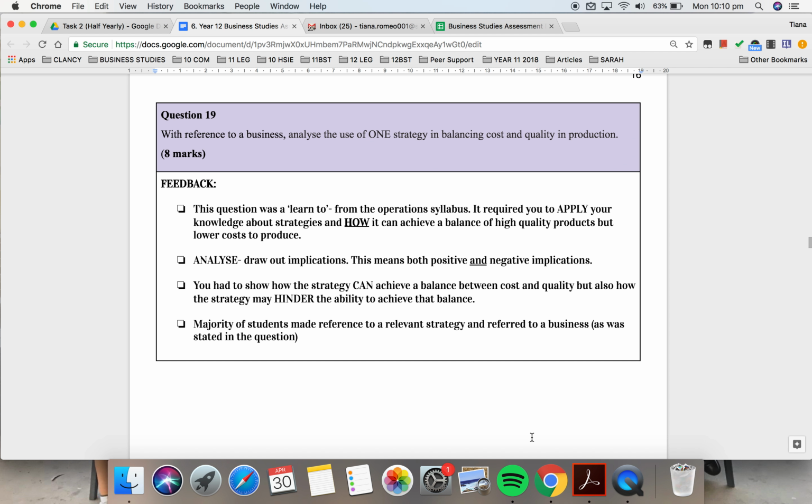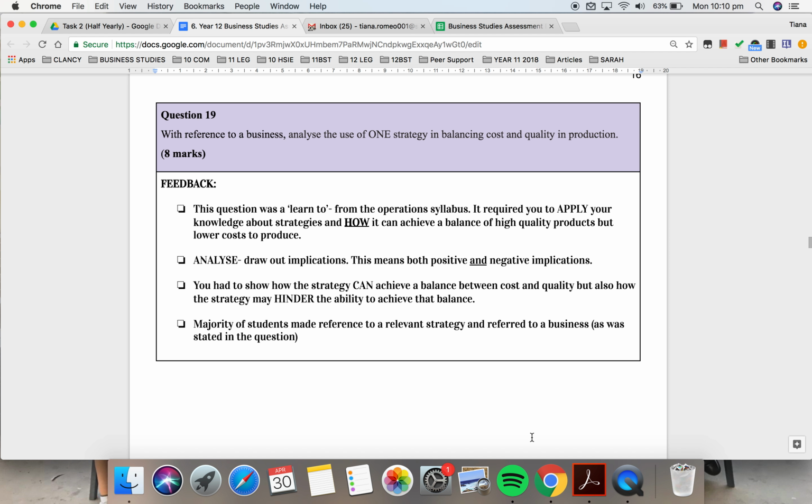And question 19. This was the final question. It was an 8-marker. With reference to a business, analyze the use of one strategy in balancing cost and quality in production. This is a difficult question. It was a learn to statement from the operations syllabus.